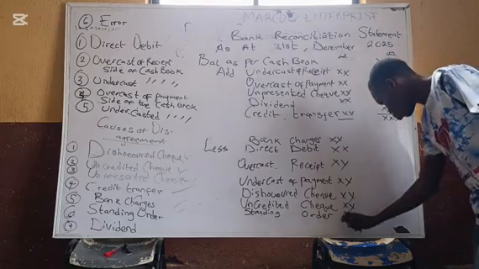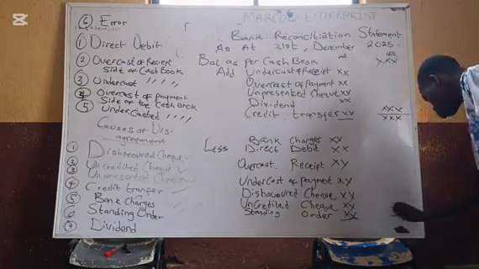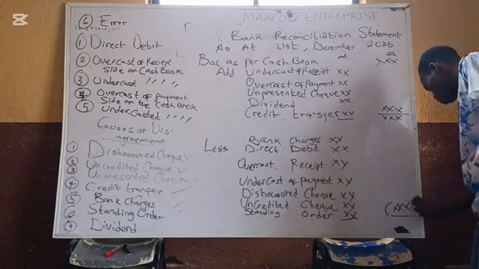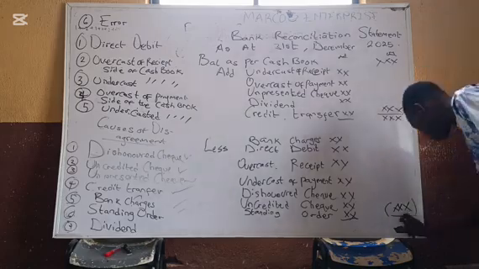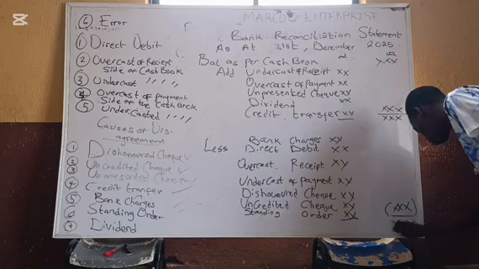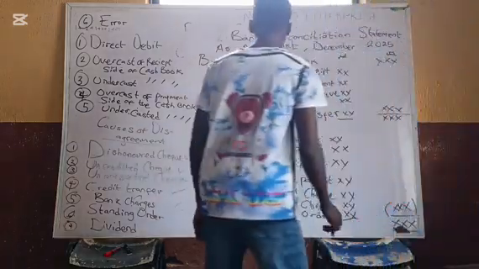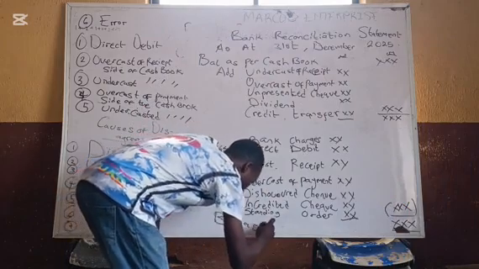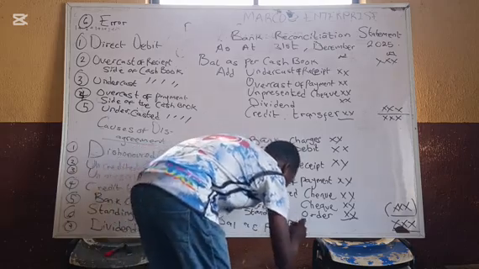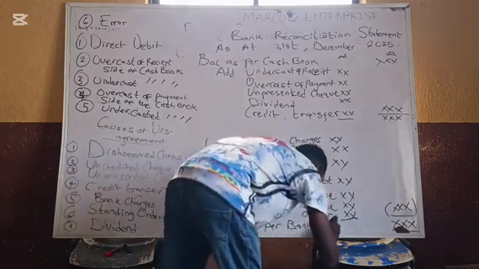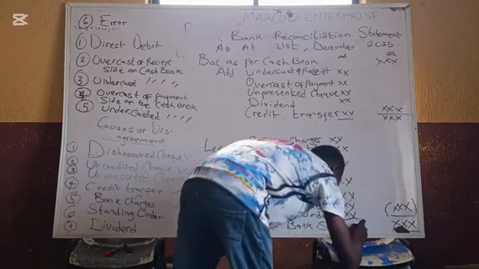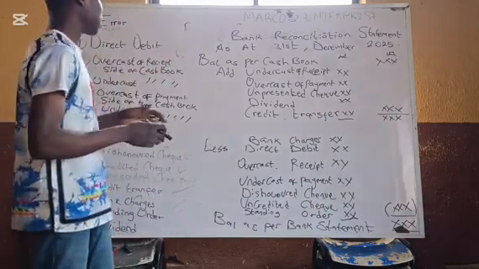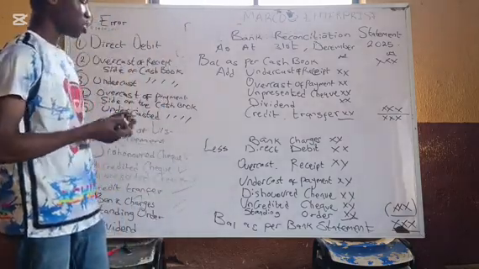Now, all these ones, you are going to add up. The balance will be written here. Now, you are going to deduct this balance from this. When you deduct this balance, the amount you are going to have here will be called balance as per bank statement. So that's your result. Now this is the comprehensive format of bank reconciliation statement.